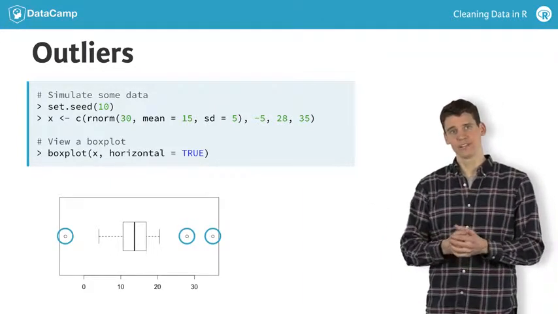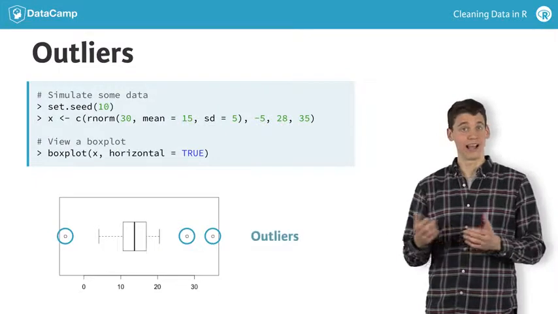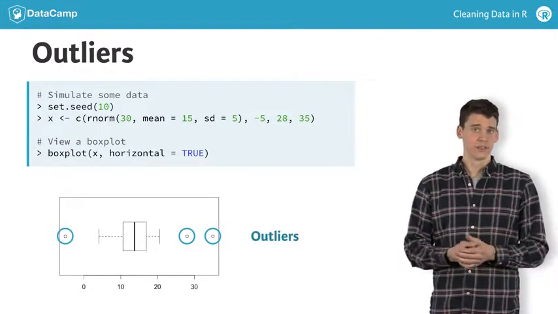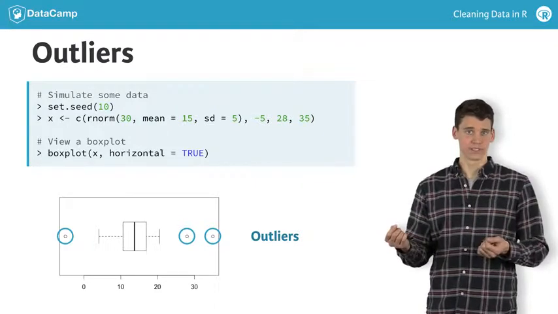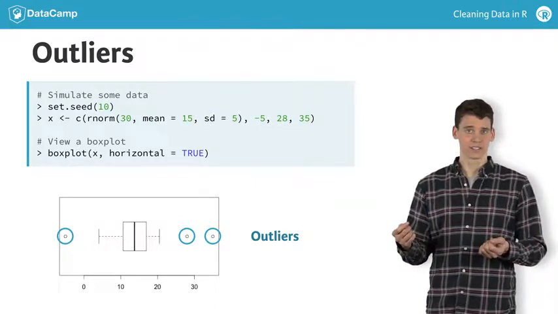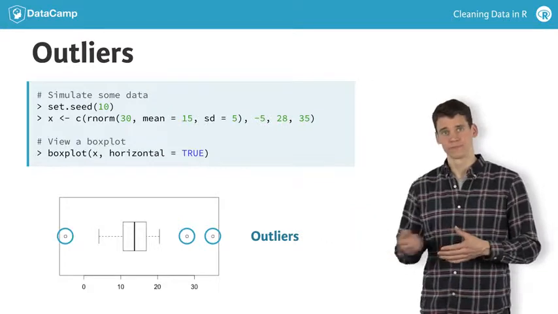Now, I've purposefully added some extreme values or outliers to the data, and these values are clearly represented as standalone points, 2 to the right of the box and 1 to the left.